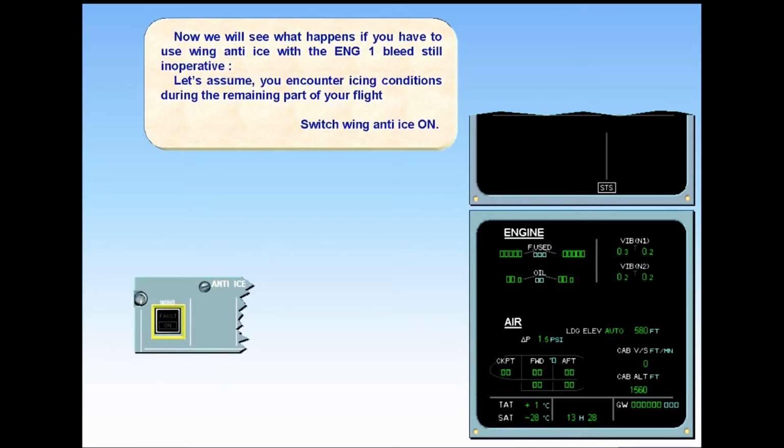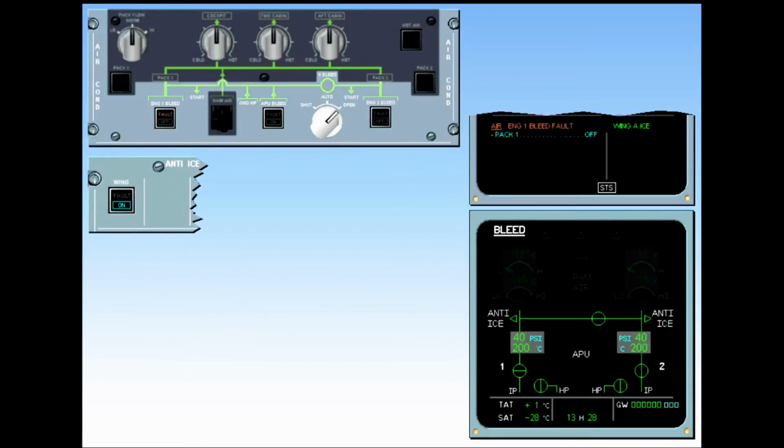Now we will see what happens if you have to use wing anti-ice with the engine 1 bleed still inoperative. Let's assume you encounter icing conditions during the remaining part of your flight. Switch wing anti-ice on. The engine 1 bleed fault procedure is automatically recalled on the engine warning display, and the ECAM procedure requires that you switch pack 1 off.